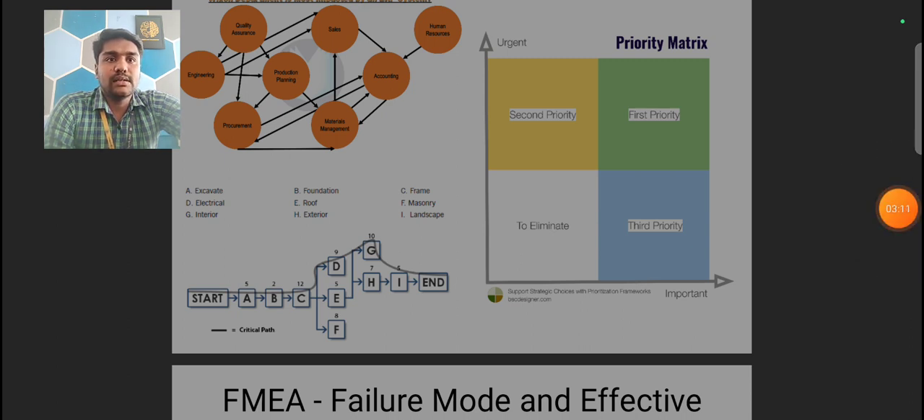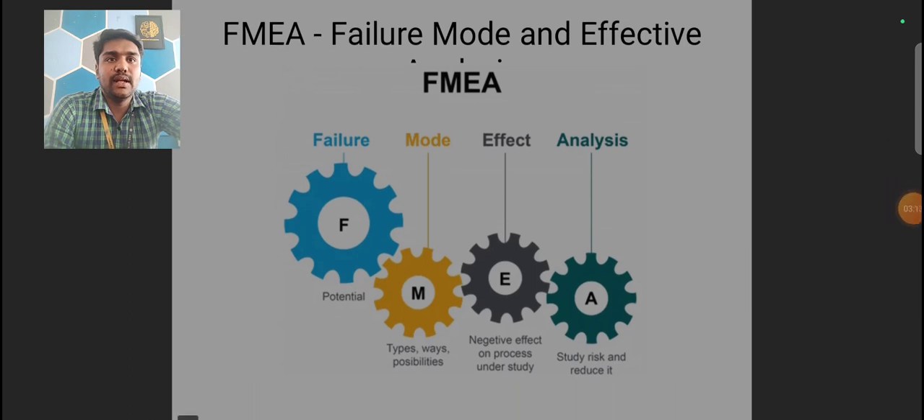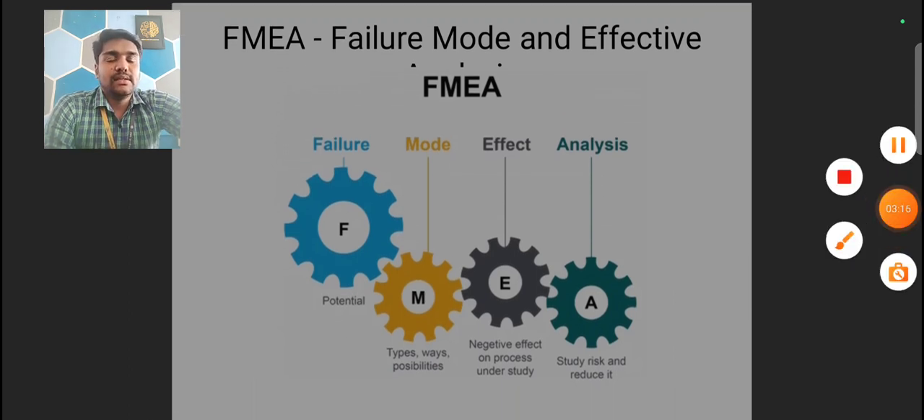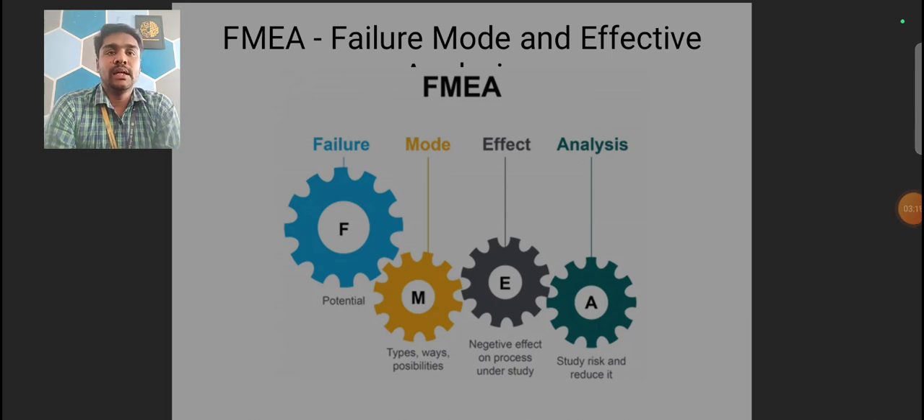Then the next tool of total quality management is failure mode and effects analysis, also called FMEA. In failure mode and effects analysis, if a product's functionality cannot be attained as per the expectation of the customer, that is said to be a failure. The exact functionality is possible only through process optimization. By using the failure mode and effects analysis tool, these processes can be effectively proposed. We will discuss each part in detail.